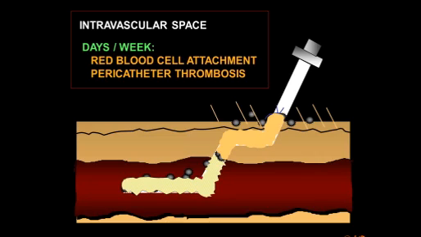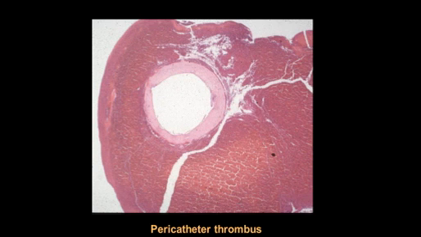Now, within weeks and days, we're back to the intravascular space. You have red blood cell attachment and the potential for pericatheter thrombosis. Here is a very good picture of a cross-section of a catheter removed from the superior vena cava. In the center, you see the collagenous fibrinous ring, or that conditioning layer that we identified. And then in this case, there was a very large pericatheter thrombosis that developed.